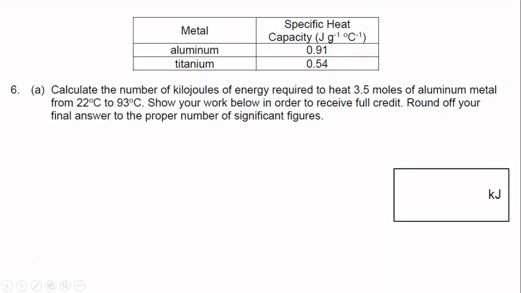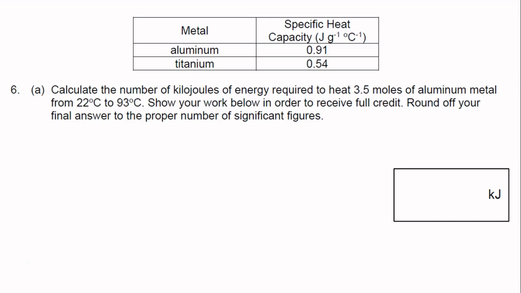All right, moving on to number 6. Part A, calculate the number of kilojoules of energy required to heat 3.5 moles of aluminum metal from 22 degrees Celsius to 93 degrees Celsius. There is an equation that we learned in this particular packet, in this unit. Heat equals mass times specific heat capacity times delta T, or the change in temperature. Notice that the specific heat capacity is in joules per gram degree Celsius. So we have to multiply that number times the mass and the change in temperature.